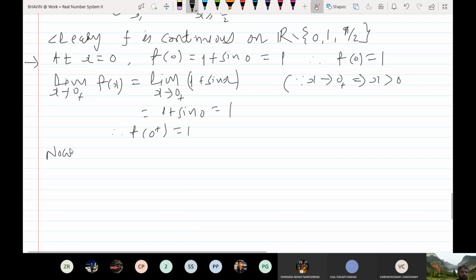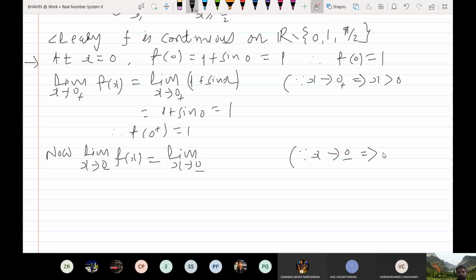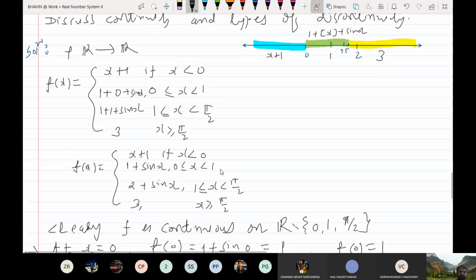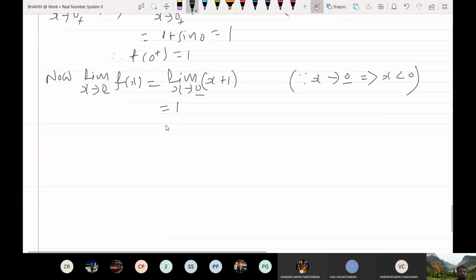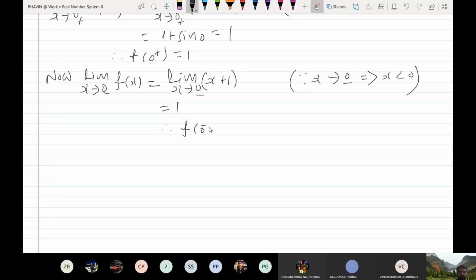Now limit x tends to 0 minus f(x) is equal to limit x tends to 0 minus. So now x tends to 0 minus implies x less than 0. And if your x is less than 0, then what is the definition of the function? It is just x plus 1. So if you put x equal to 0, you will get answer 1. Therefore, f of 0 minus is also 1.